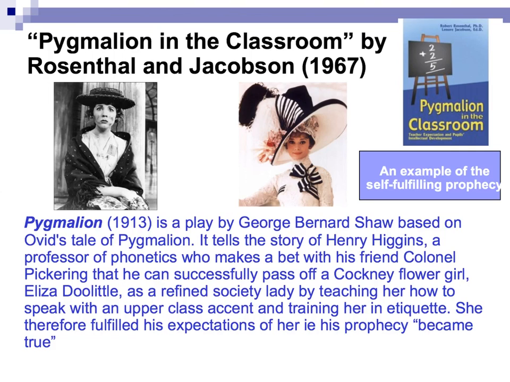She was very successful and was accepted widely as a lady at the end of the film. Sorry to ruin the end of it. Therefore, she fulfilled his expectations of her, i.e. his prophecy became true. So Rosenthal and Jacobson's experiment is really useful because you can use it to highlight the self-fulfilling prophecy, positive expectations, labelling, and also because it's actually an experiment, it's useful for the research methods aspect of the course as well.